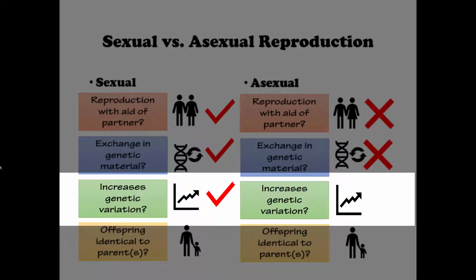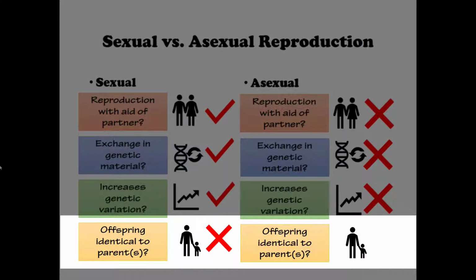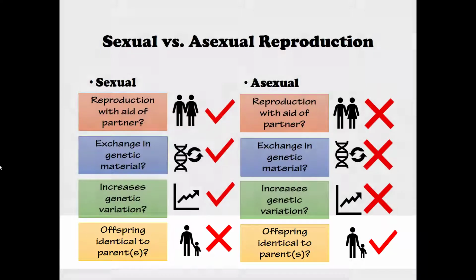In sexual reproduction, there is an increase in genetic variation. In asexual reproduction, there is no increase in genetic variation. In sexual reproduction, the offspring is not identical to the parents. In asexual reproduction, the offspring are clones or are identical to the parent.